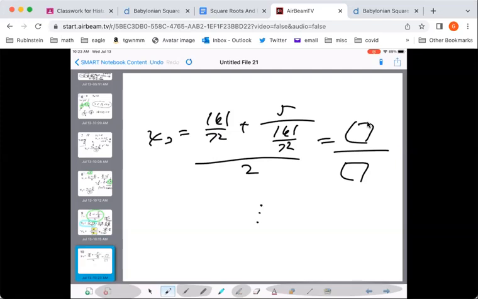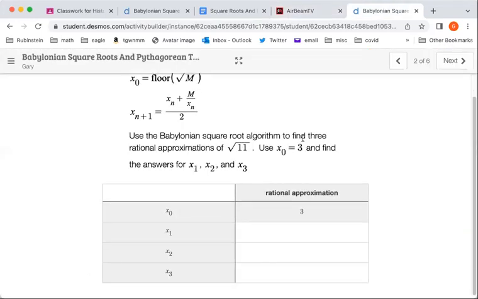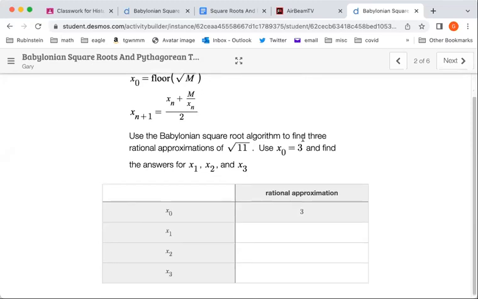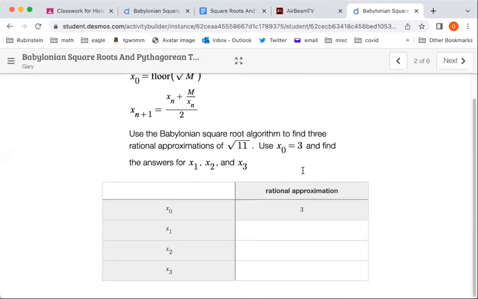And now I have a challenge for you. In groups, would you go ahead and try to do this process to get the square root of 11? So x0 is given to you. I just gave it to you as 3. Go ahead and get x1 and x2. On the final, I would probably have you stop at x2.